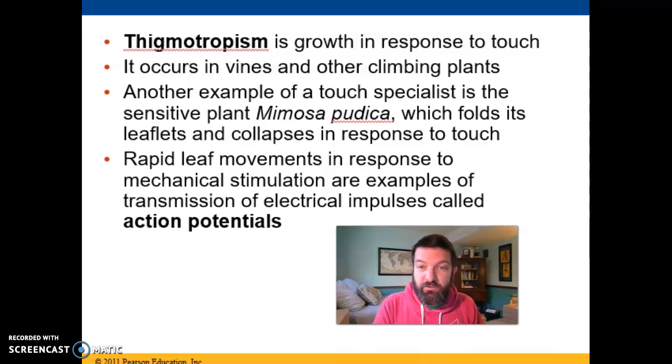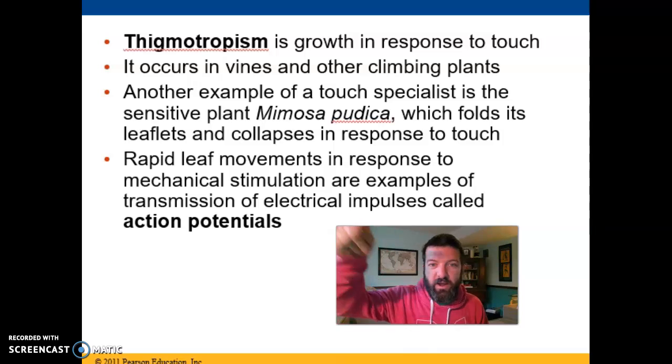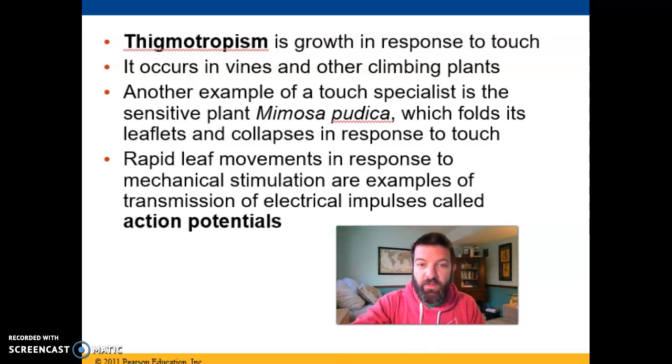Some plants show positive thigmotropism. They grow towards touch. For instance, climbing plants, things like vines. If they grow and they feel touch, right, they're going to grow around wherever they felt that touch in the same direction. Other plants, like Mimosa pudica, are able to move quickly.